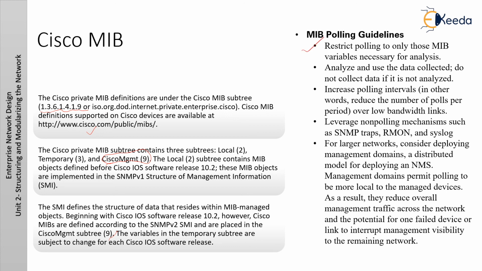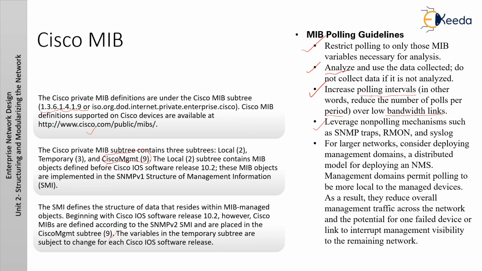First is restrict polling to only those MIB variables necessary for analysis. Analyze and use the data collected. Do not collect data if it is not analyzed. Okay, so analysis is a must. Polling intervals must be increased. In other words, reduce the number of polls per period over low bandwidth links.